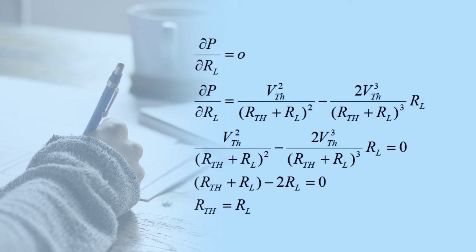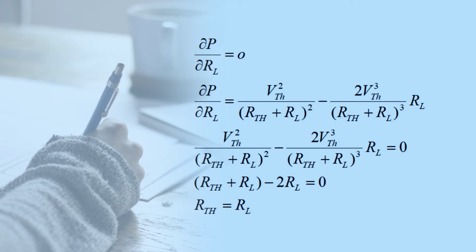So first part is what? VTH square upon RTH plus RL whole square. So just put this value and you differentiate RL. So differentiation of RL with respect to RL is equal to what? So first term will become VTH square upon RTH plus RL whole square. Then you have to put the value plus, and you have to differentiate the second term and treat the first term as a constant. So the second term is what? RL. So you have to differentiate VTH square upon RTH plus RL whole square.